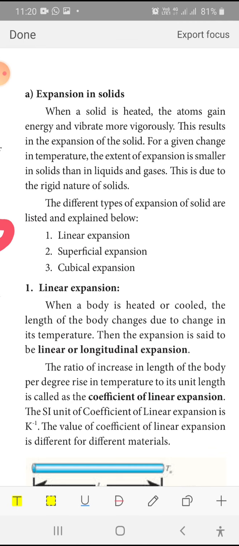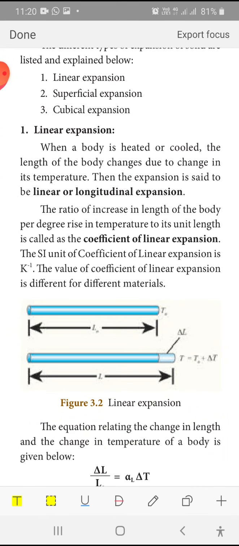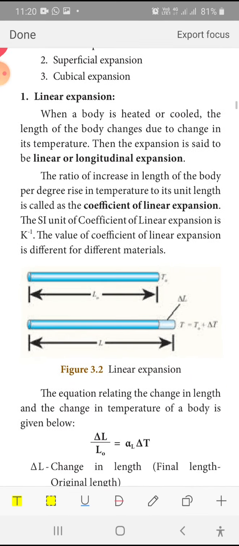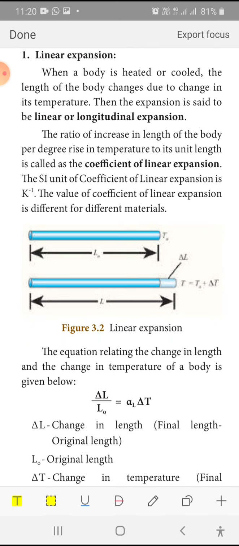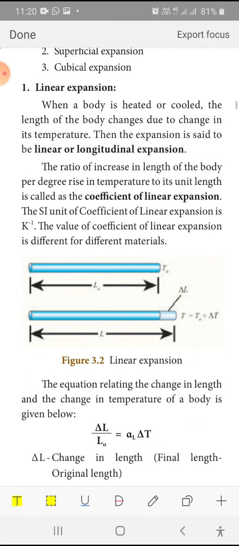The SI unit of the coefficient of linear expansion is per Kelvin. The formula is del L by L0 is equal to alpha L into del T. Del T is the change in temperature. Del L is the change in length, final length minus original length. Then alpha L is the coefficient of linear expansion.